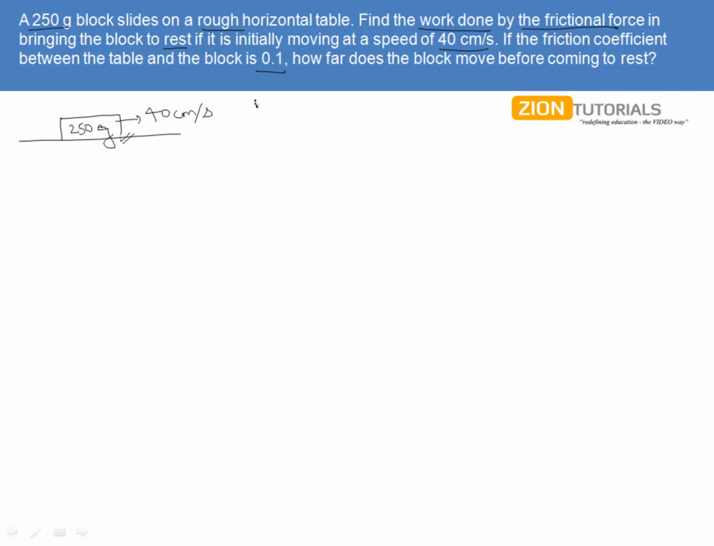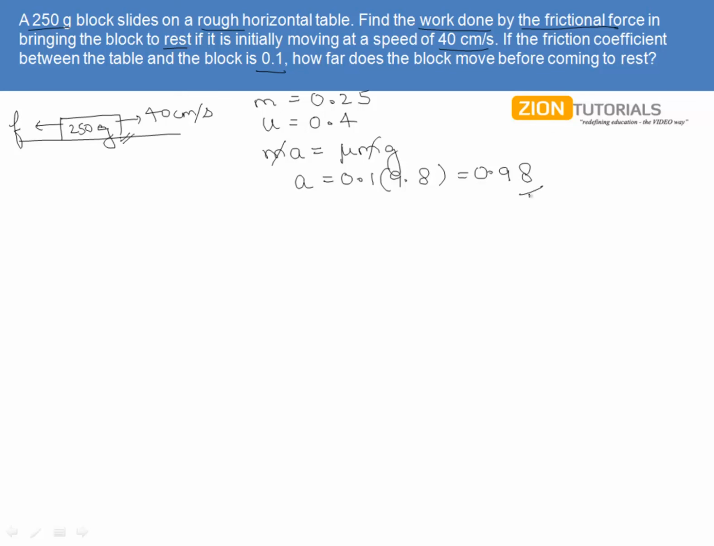So here we have the mass of the block being 0.25 kg, because we need to convert everything into the SI system. The initial velocity is 0.4 meters per second, because we need to convert it into meters per second. And here we can say that the mass times acceleration is provided by the frictional force. The velocity is in this direction and the frictional force will be opposing it, which is mu mg. Cancelling the factor of mass, we get acceleration equal to 0.1 into 9.8, giving us 0.98 meters per second squared.